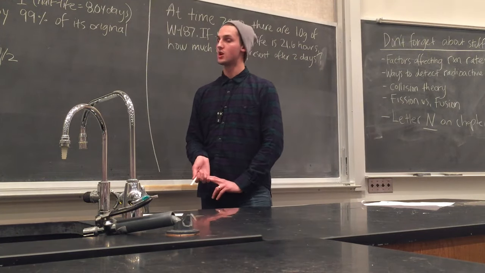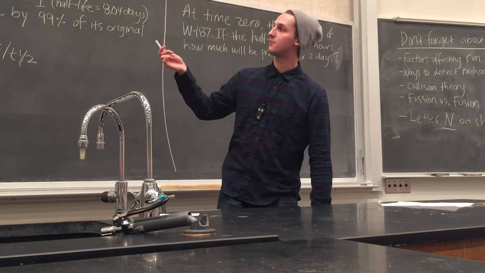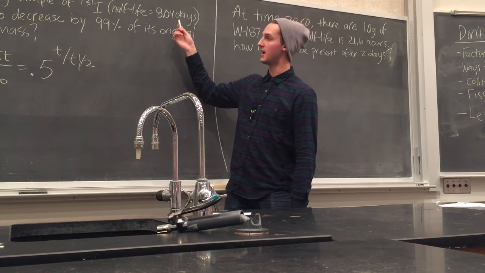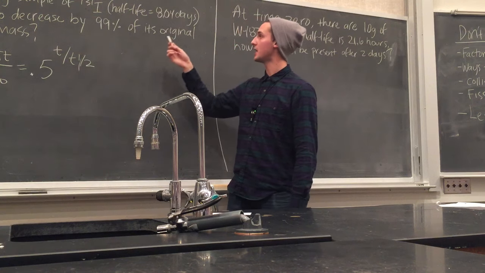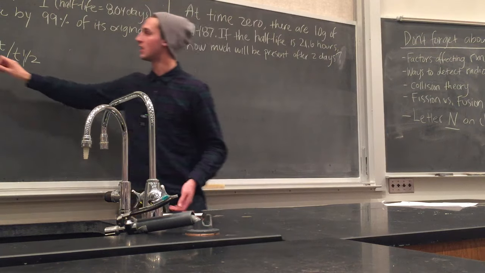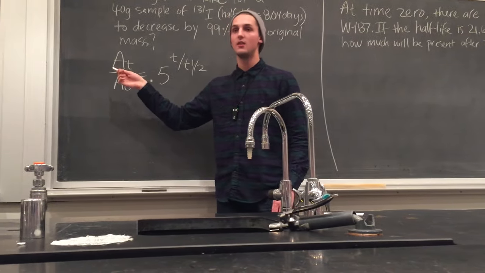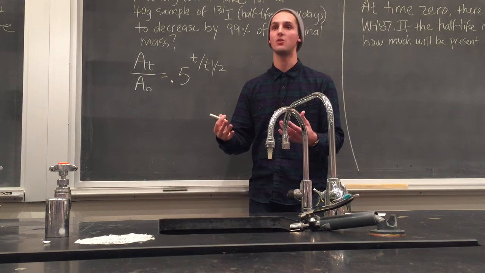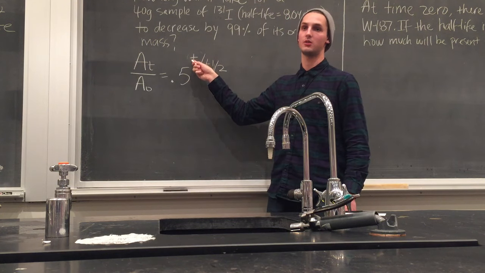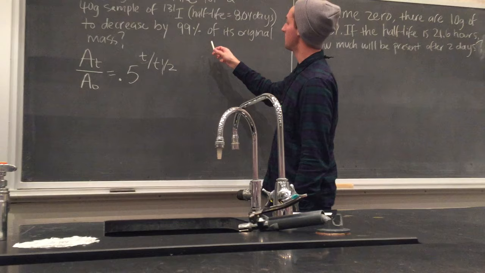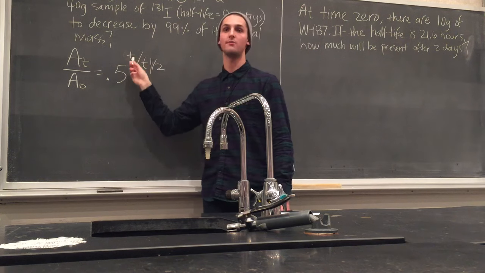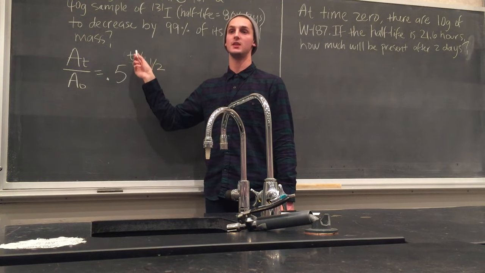Okay, so reading this. How long will it take for a 40-gram sample of iodine-131, which has a half-life of about 8 days, to decrease by 99% of its original mass? Now let's go through what each of these things are in this equation. A_t is a concentration or an amount or anything after this amount of time that we're referring to. In this problem, this is what I want to solve for. So I'm trying to solve for this t.